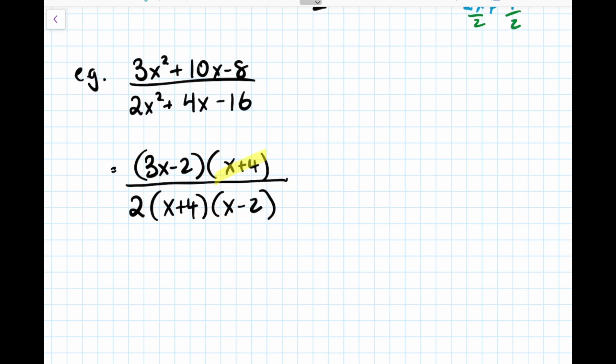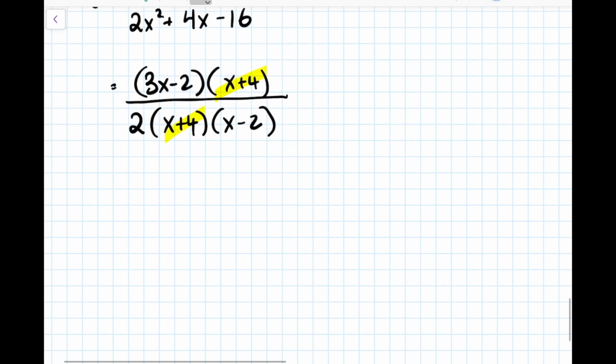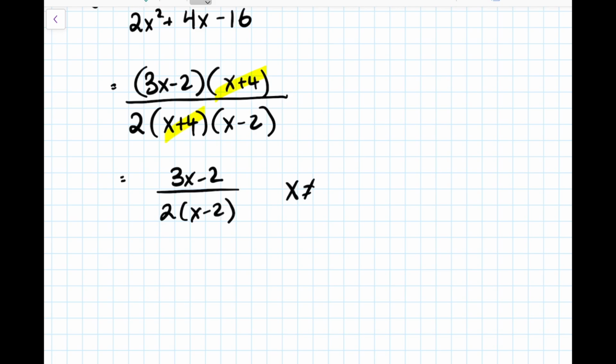So here, we're going to cancel out the x plus 4s, which is going to leave me with 3x minus 2 over 2 times x minus 2. Again, those x minus 2s that you see are not going to cancel because they are not the same. For NPVs, we've got x cannot be -4 or +2. Remember, this common factor 2 that we pulled out doesn't affect NPVs at all because it's just a 2.